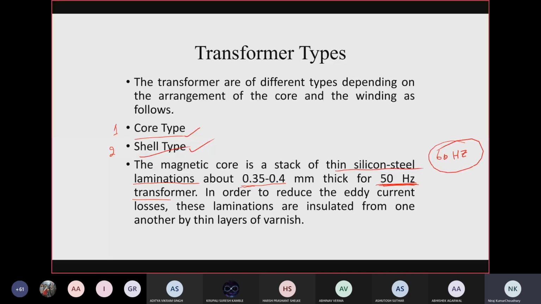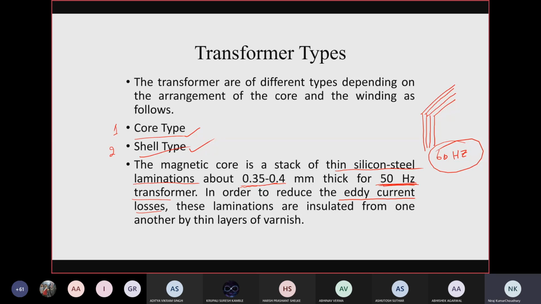So the transformer core basically is made up of thin silicon steel lamination sheet, and all these thin sheets are combined and stacked together to form the complete cross section of the transformer core. So there are various benefits of using the laminated sheets while designing the transformer core. We have already discussed that first one is your reduction of the eddy current losses, how eddy currents are generated in the transformer core we have seen.